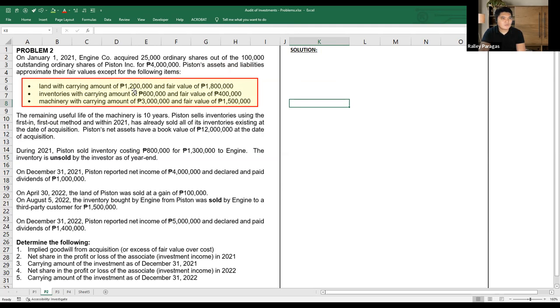So anong case yan? So that's basically undervaluation. Okay, kasi mas mababa yung carrying amount versus our fair value.